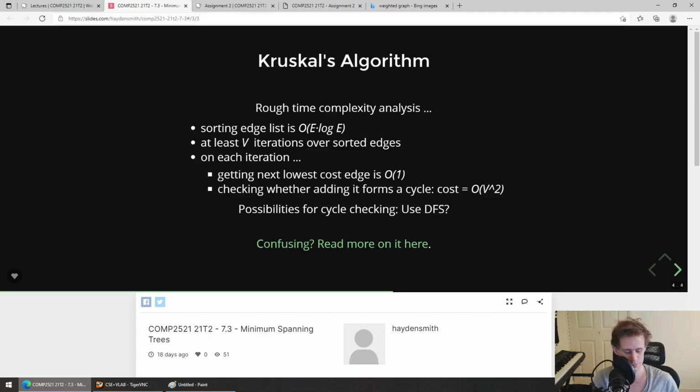Now, I did some searching around trying to find a bit more explanation on this, because I remember the first time I saw this, I thought, wait, why is it E log E? Why are we just ignoring the cost of the cycle check, right?